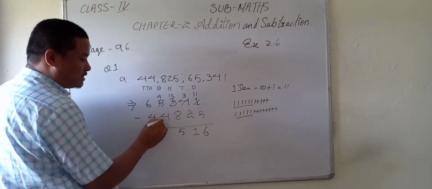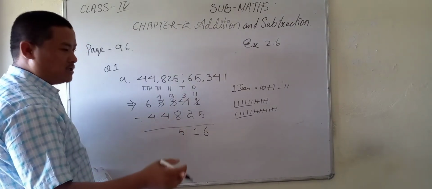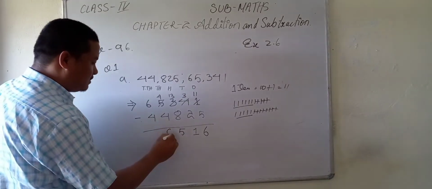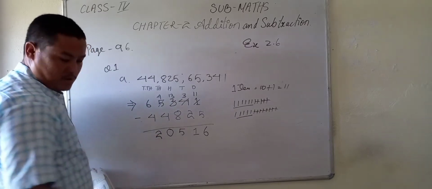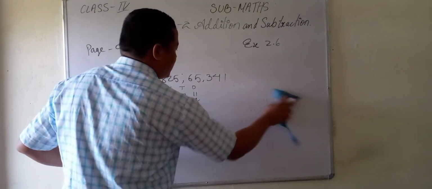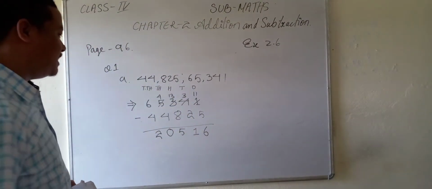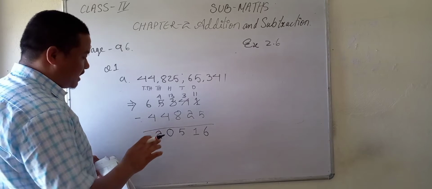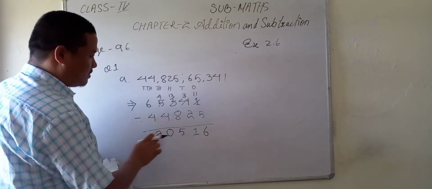Now, 4 minus 4. When the same number is subtracted from each other, we will get 0. 6 minus 4, you will get 2. Now, let us check whether our subtraction is correct or wrong by addition. To check, you have to add these two numbers.